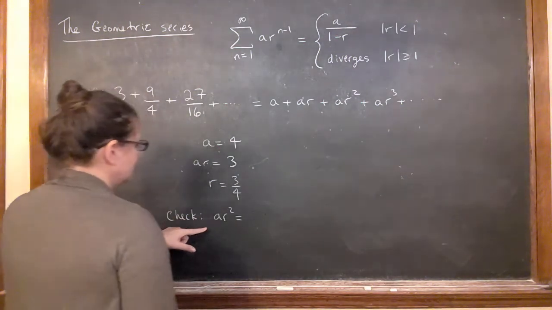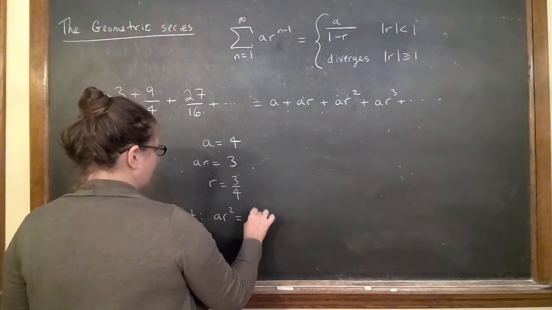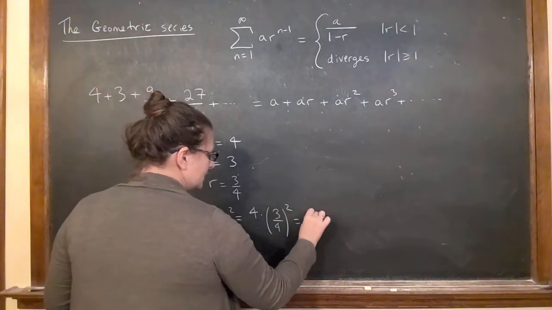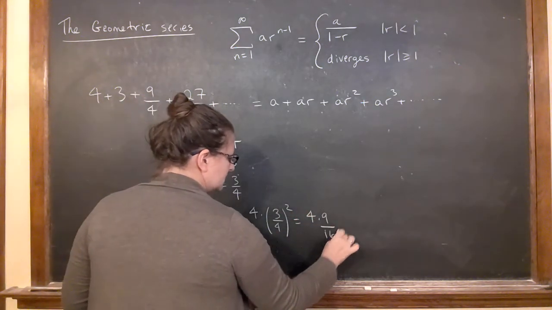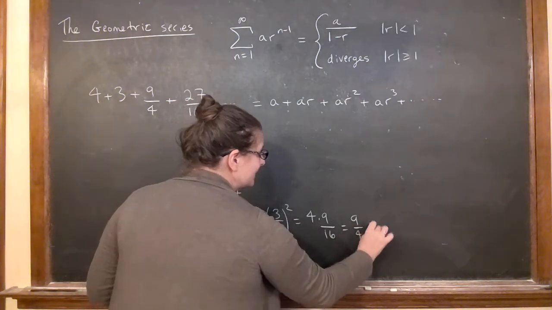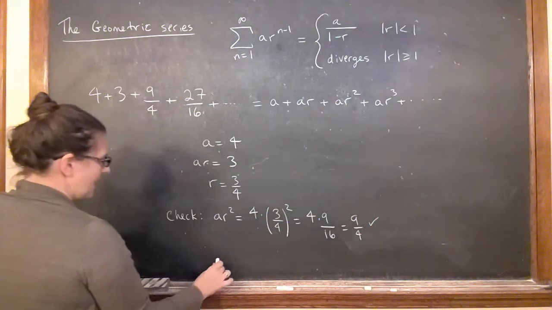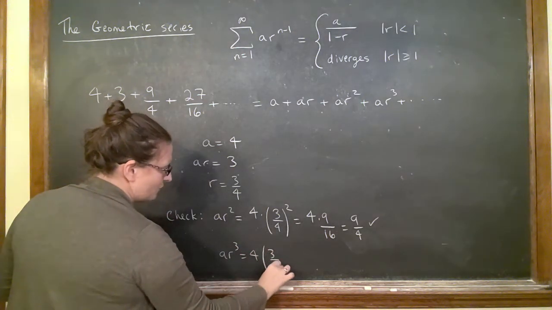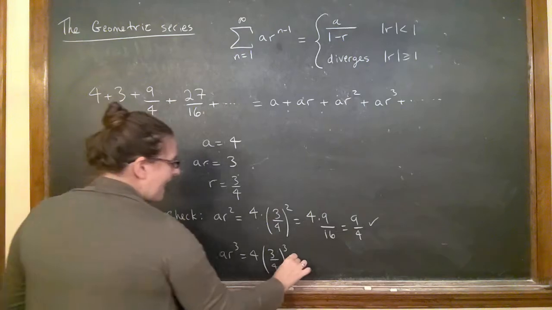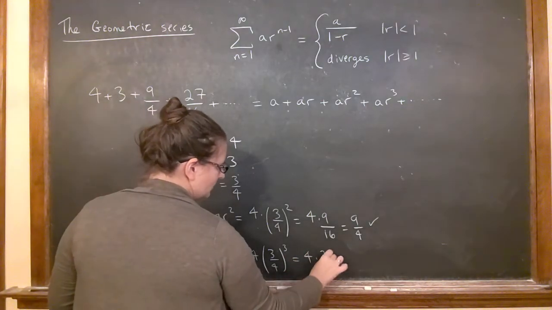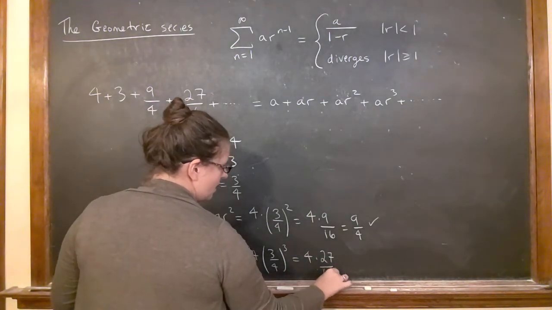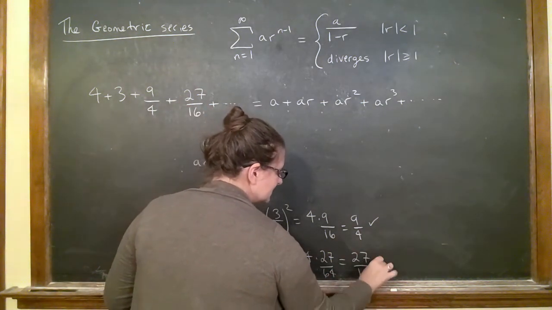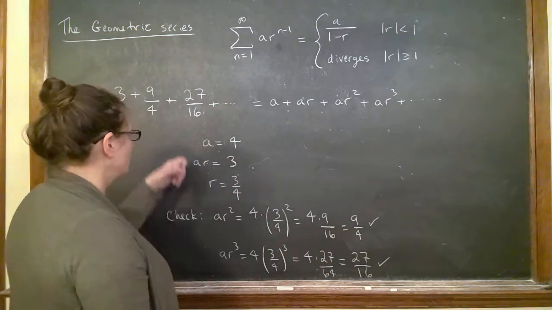So if I'm going to put these things in, AR squared would be 4 times 3/4 squared. So that's 4 times 9 over 16, or 9/4. That's the right term. And I can do it for the other one too, just to check, if I'm feeling uncomfortable that maybe I got something wrong. You see, that actually follows the same pattern, right? Because I've got 27, I've got 64. That cancels out. I have the 27 over 16. So definitely this is a geometric series. These are the right things.